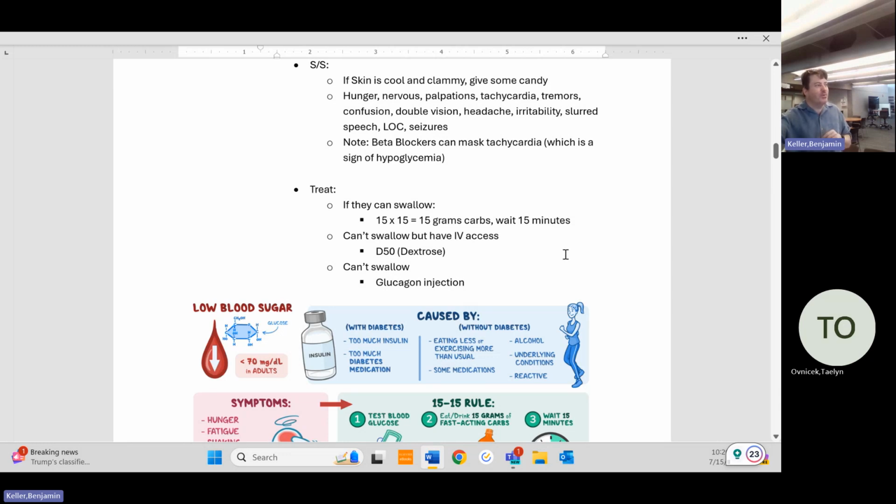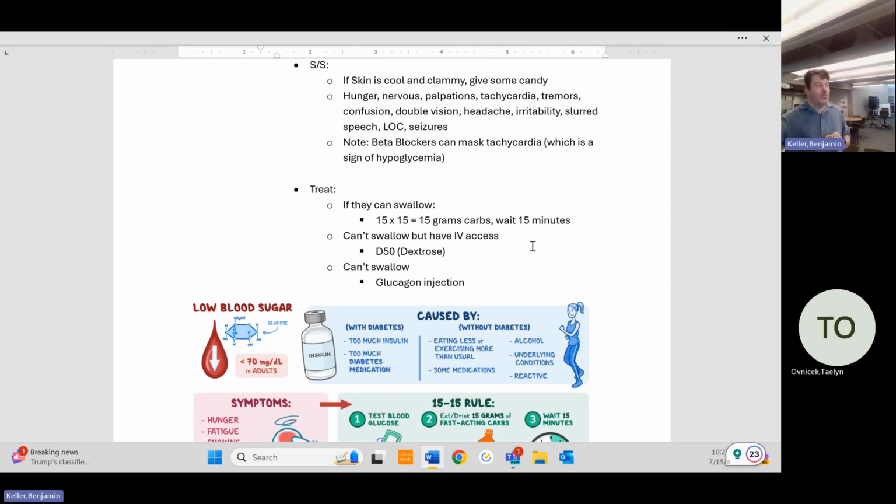If they can't swallow, but they have IV access, you can give them D50, which is dextrose. It's kind of syrupy, like a corn syrup and water mix, and you're just pushing it in to their IV, and that will help bring their blood sugar back.